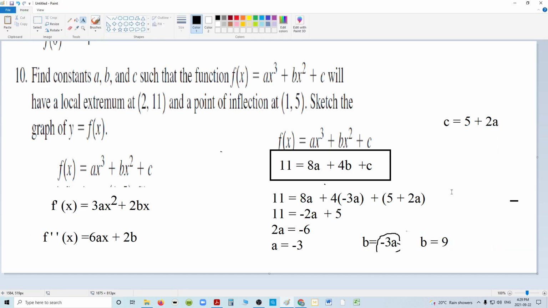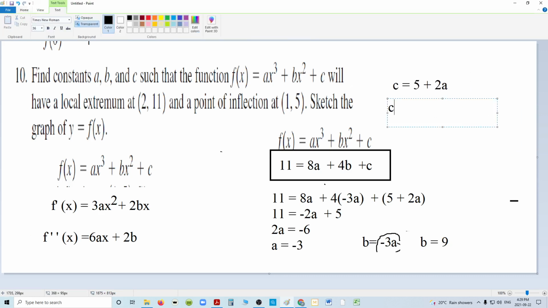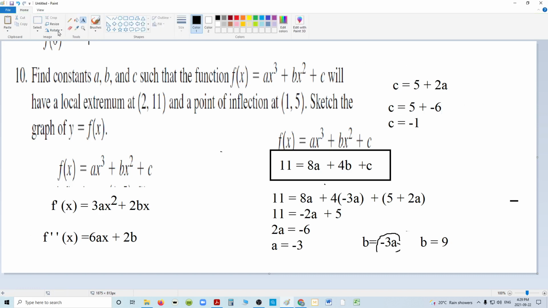If I have my a as well, I have my c from this equation. If c is equal to 5 plus 2 times a, then c is equal to 5 plus 2 times minus 3, which is minus 6. And 5 plus minus 6 is equal to minus 1, which means I have my equation. And let's not stop there. I now have my c, my b, and my a.